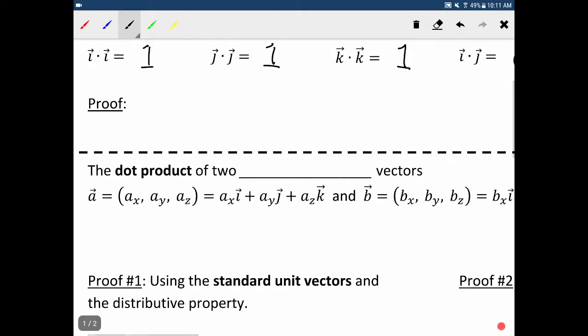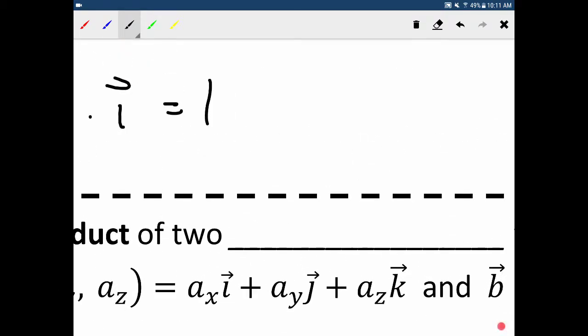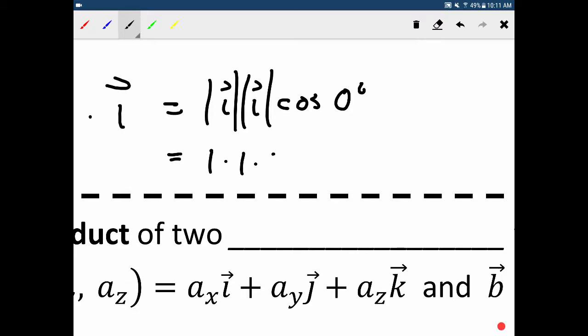I'm not going to do it as a full proper proof, but we'll focus on the i. If we have i times i, and we do this the way we did it yesterday, then this is the magnitude of i times the magnitude of i times cos of the angle between i and i, which, because it's the same, would be 0 degrees. So that would just equal 1 times 1 times 1, which of course equals 1.